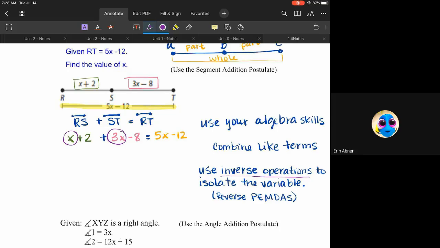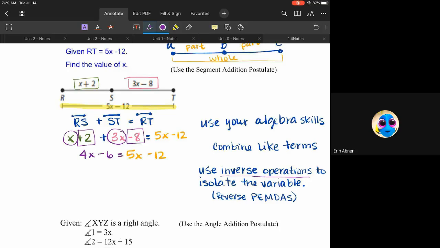Okay, so I have 3 x's and I have another x on this side. I have 4x, and then I have a 2 and I have a negative 8. Well, if I have $2, but I owe somebody $8, well, I'm going to pay them the $2, then I only owe them $6. Nothing changed with the 5x minus 12, so I'm going to keep my minus 12.